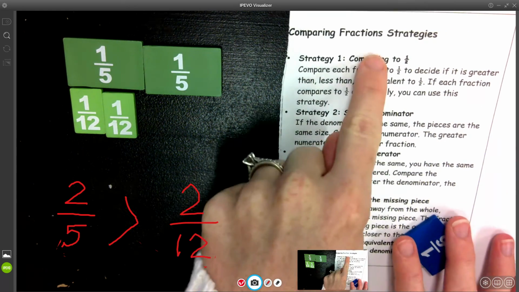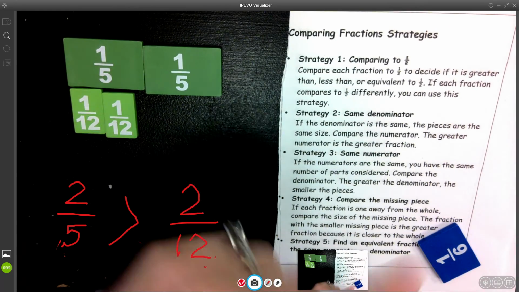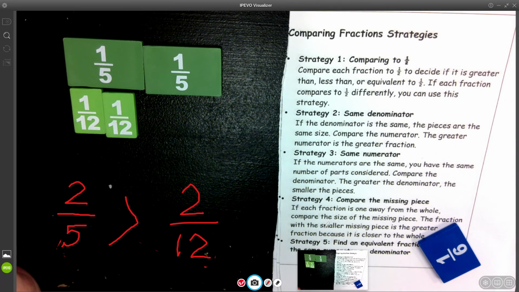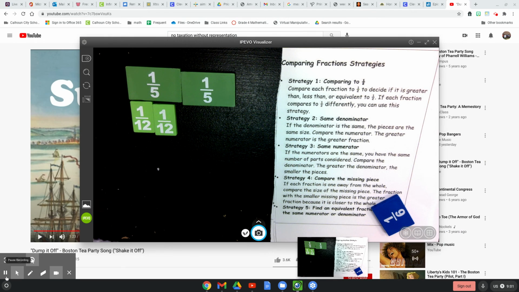So when you're comparing fractions, these are 3 strategies that you can use to quickly answer those questions. Now, we do have 2 more strategies that we're going to learn towards the end of the week. So have some fun with the activity using these 3 strategies.